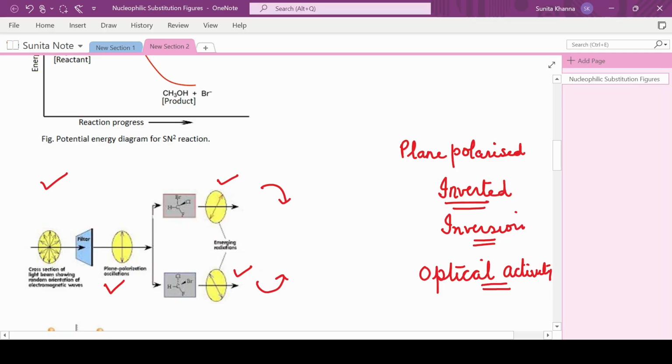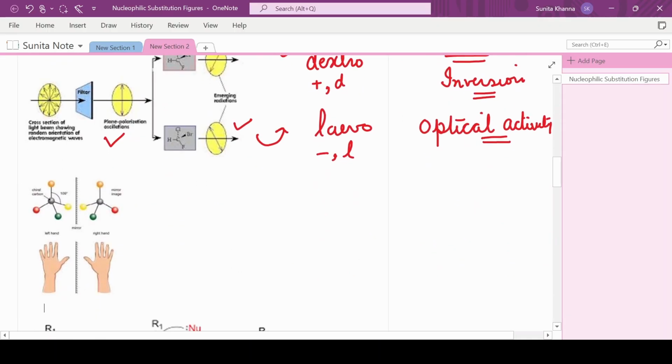Now if the compound rotates the plane polarized light in a clockwise direction, it is known as dextrorotatory. And when it does so in the anti-clockwise direction, it is known as levorotatory. Dextrorotatory is represented by small d or the positive sign, and levorotatory by small l or the negative sign. So I hope you are clear with these terms. We use the term optically active compound, so the compound should be optically active to show the optical behavior.